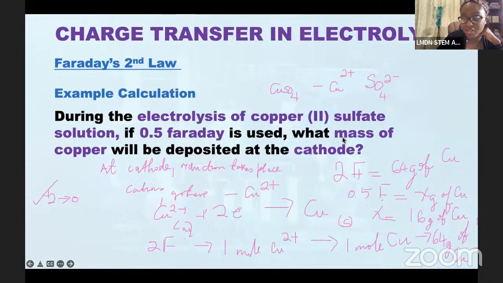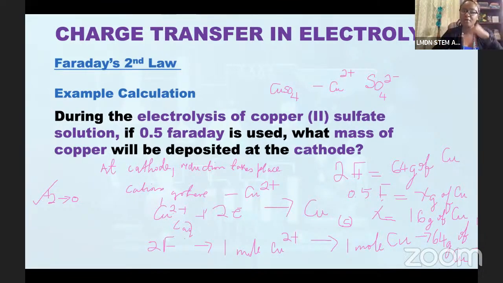The question is asking us what mass of copper solid will be deposited at the cathode. So we know that if we can use our 2 Faradays to discharge our 1 mole of Cu2+ ions, we're going to get a mole of copper solid. And that mole of copper solid weighs 64 grams because that's the molar mass of copper. So we're getting closer and closer to our answer now.